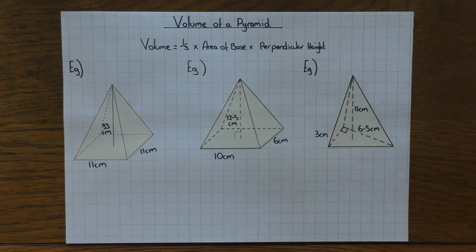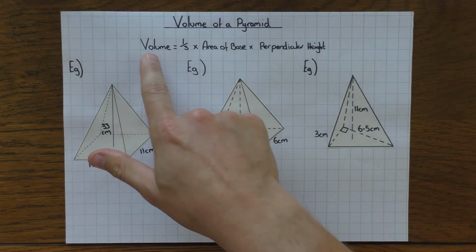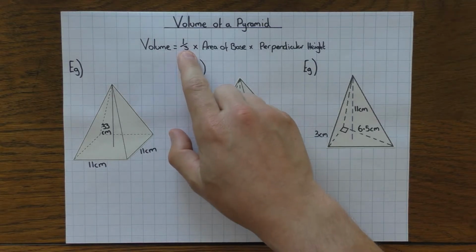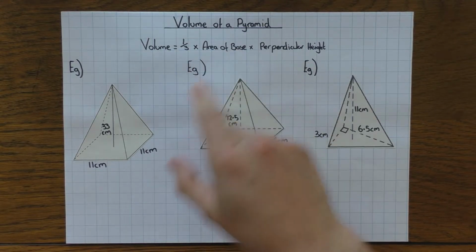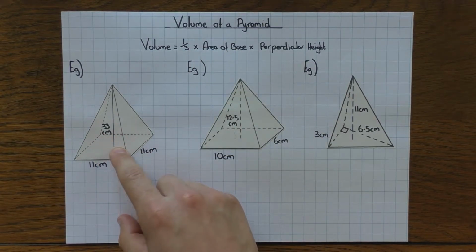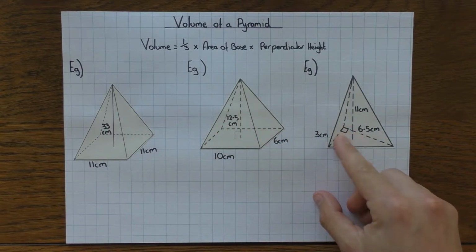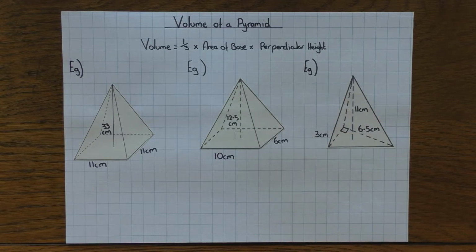This is definitely going to be a calculator video, so if you want to do these with me, or if you're just testing yourself, make sure you have a calculator at the ready. And this is the formula. The volume of a pyramid is a third times the area of the base. So if it's a square, obviously the area of the square. If it's a rectangle, the area of a rectangle. And if it's a triangle, the area of the triangle.